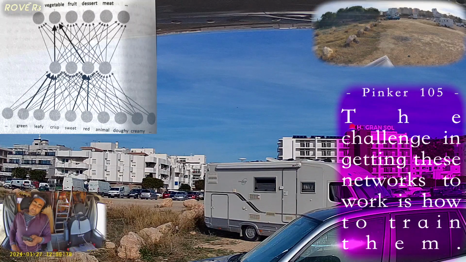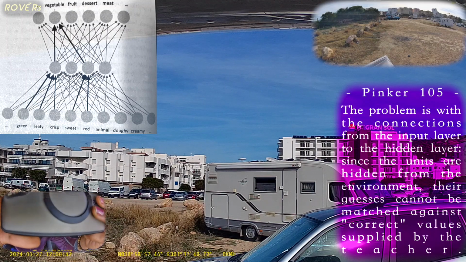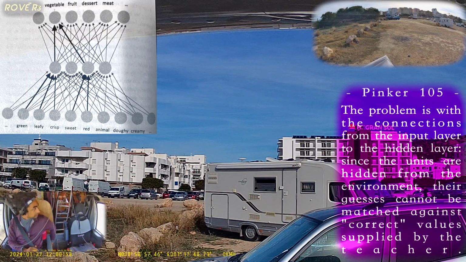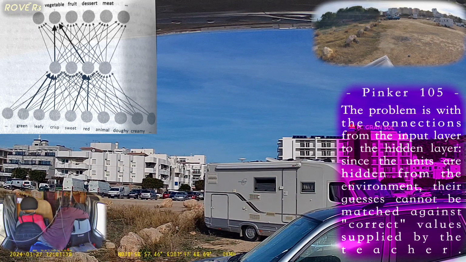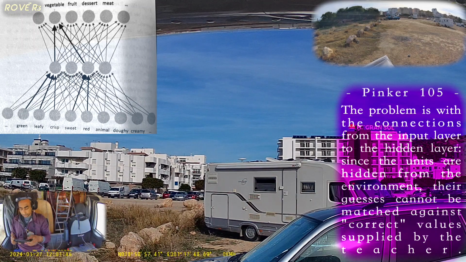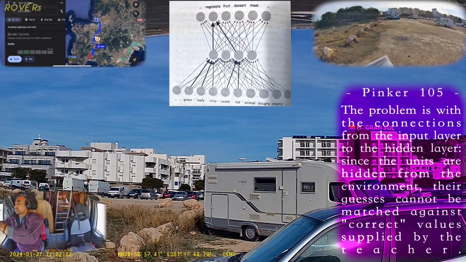The challenge in getting these networks to work is how to train them. The problem is with the connections from the input layer to the hidden layer, since the units are hidden from the environment, their guesses cannot be matched against correct values supplied by the teacher.